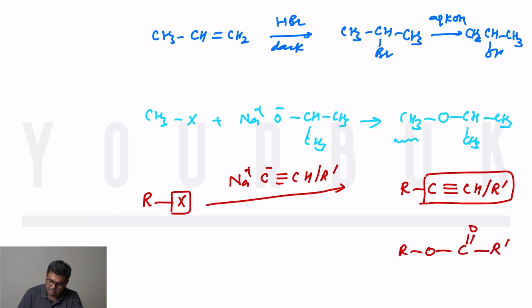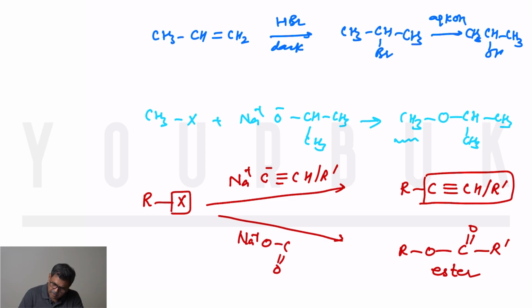Again, R and R dash may be the same. So I'll take the sodium compound of this. This functional group is called ester. So I use Na plus O, C double bond O, and R dash. Only then can the ester be prepared. But remember, all these reagents you can use only when the parent compound is a halogen compound. You can't use this sodium compound of ester with alcohol, or with alkenes. Only with the halogen compound can you use these reagents.